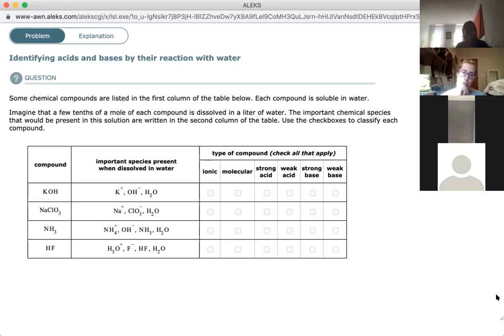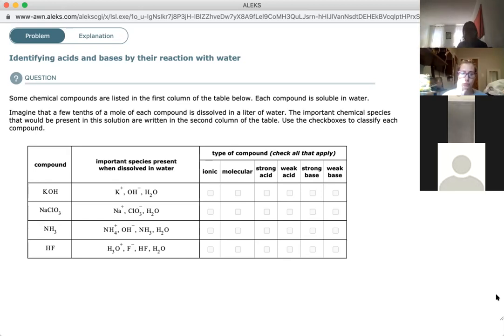The important chemical species that would be present in the solution are written in the second column. So use the check boxes to classify each compound. They're telling you what it dissolves into. So you're just trying to figure out whether this is an ionic compound, a molecular compound, a strong acid, a strong base, a weak acid, or a weak base, right? So that earlier discussion of strong versus weak is an important one, okay?